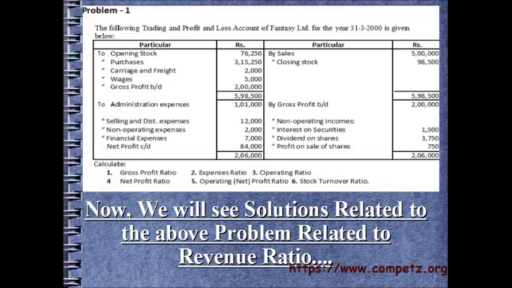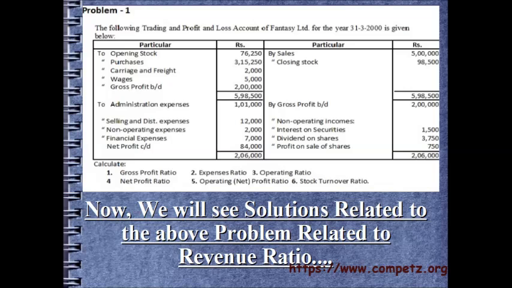We start with the credit side of trading account. By sales is 5 lakh. By closing stock is 98,500. So your gross profit brought down in debit side will be 2 lakhs, and the total amount of debit and credit side of trading account is 5,98,500.